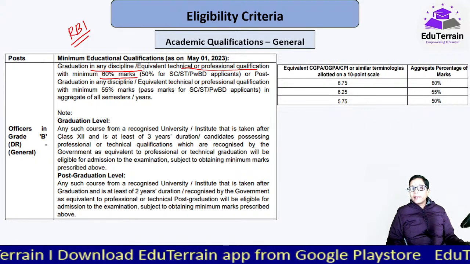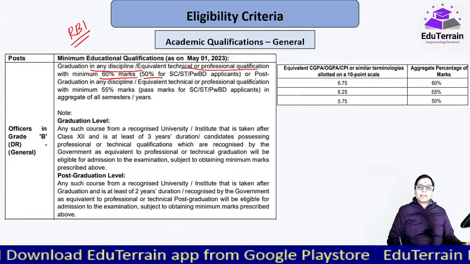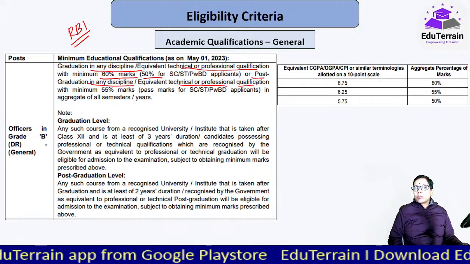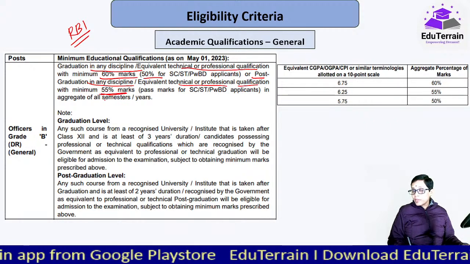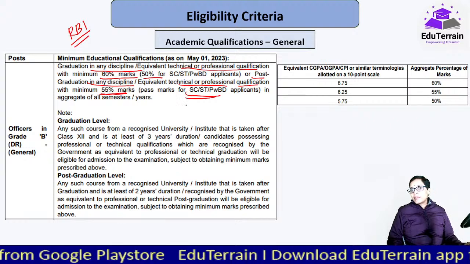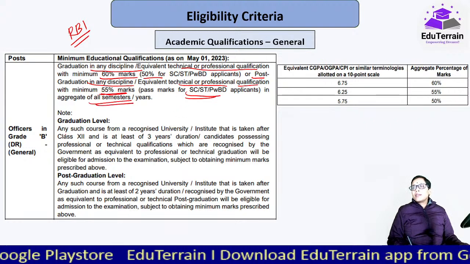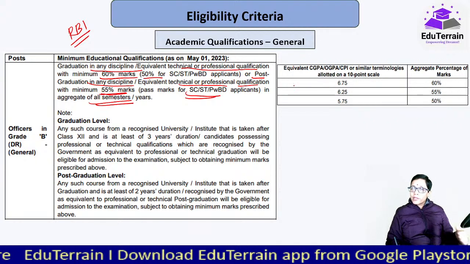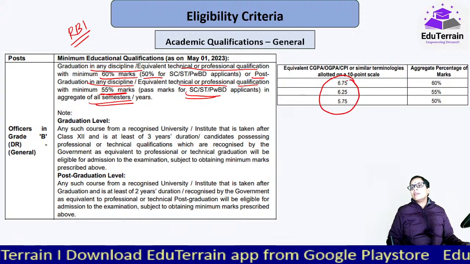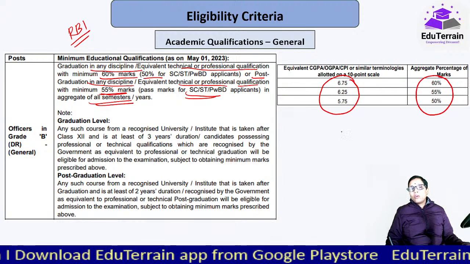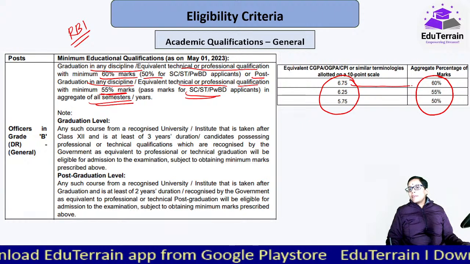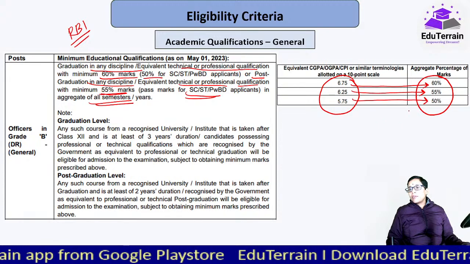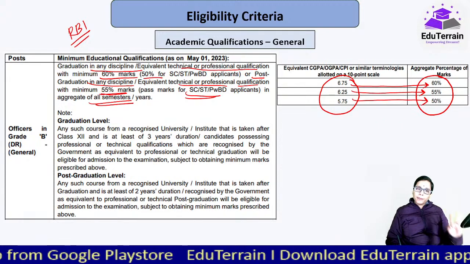For reserved candidates it is 50%, for others it is 60%, or post graduation in any discipline, again equivalent technical or professional qualification with minimum 55% marks, and for the reserved candidates it is pass marks in aggregate of all semesters or years. Now in a few cases you will have grade points, so for that also they have cleared all those doubts. So 6.75 CGPA would be 60%, 6.25 would be 55%, and 5.75 would be 50%. So they have converted that.